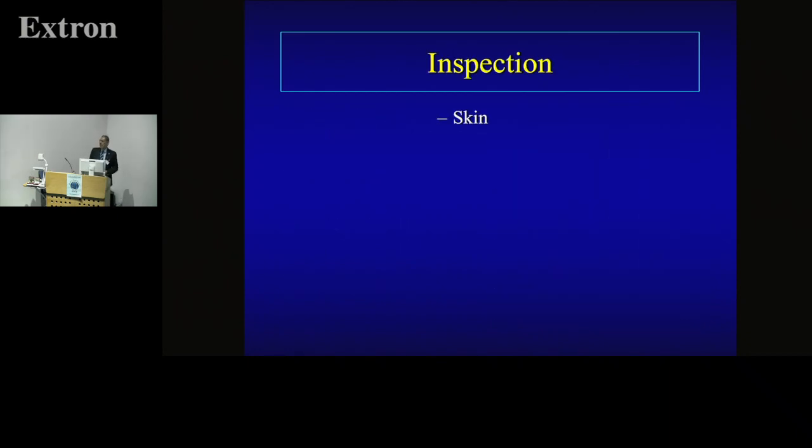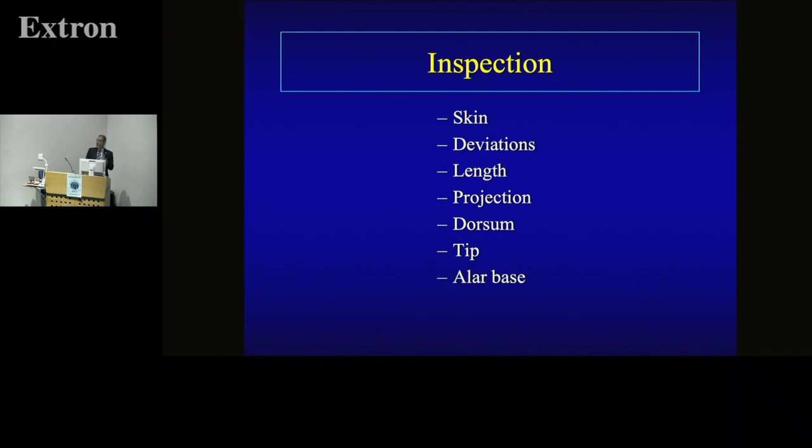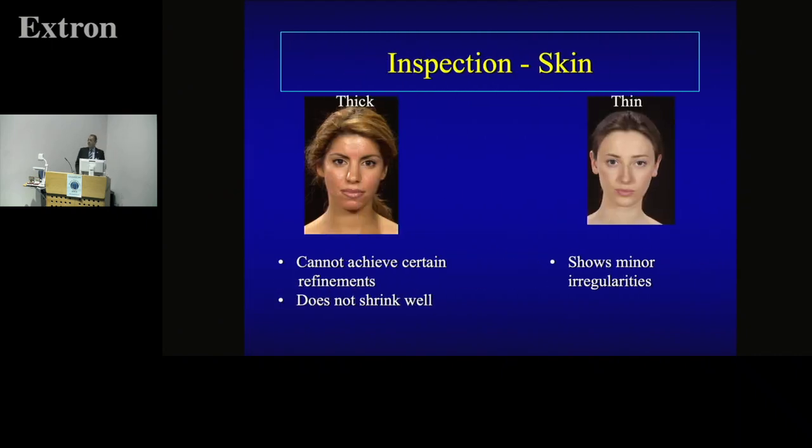So let's think about this picture. Seven things, as I said: skin, deviations of the nose, the length of the nose, the projection of the tip, the dorsum itself, what it's like, the tip, and then the alar base. So skin. What's the importance of the skin?